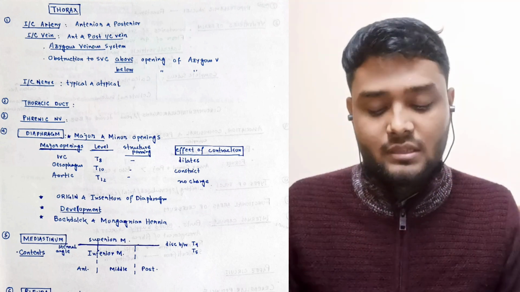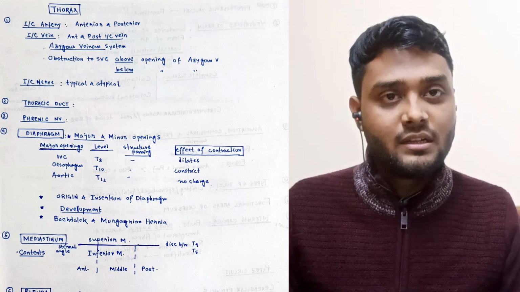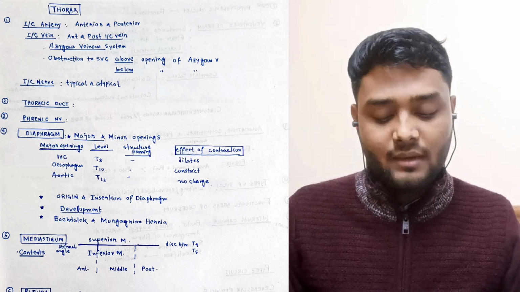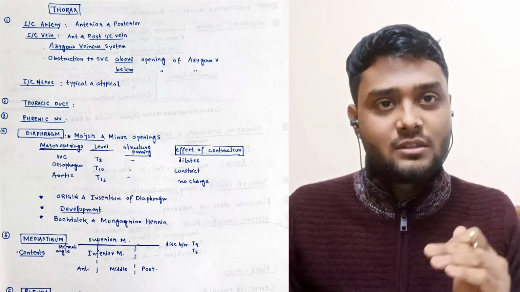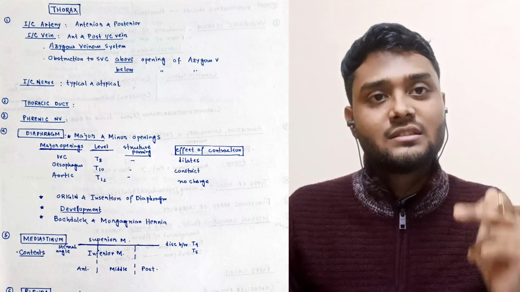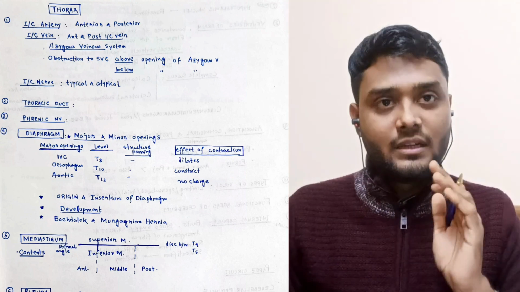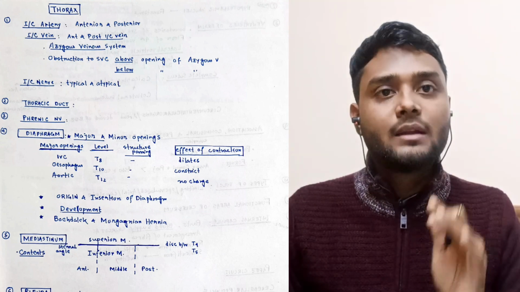Okay, read it. Then phrenic nerve: what is the relation of the phrenic nerve? It is also important. Then coming to the diaphragm: what are the major and minor openings of the diaphragm? What are the levels of these openings, and what are the structures that pass through these openings? Origin and insertion of the diaphragm, development of the diaphragm, and Bochdalek and Morgagni hernia.